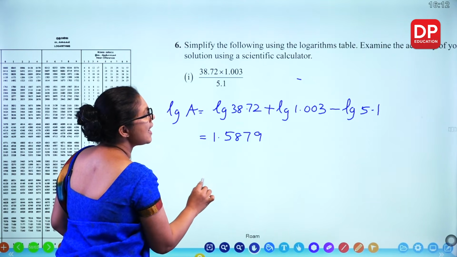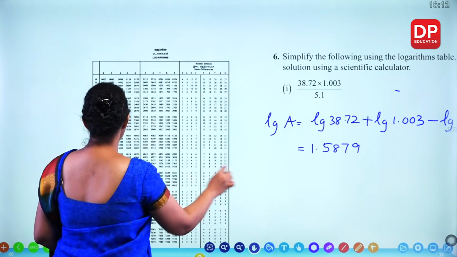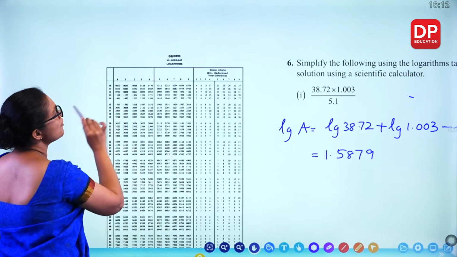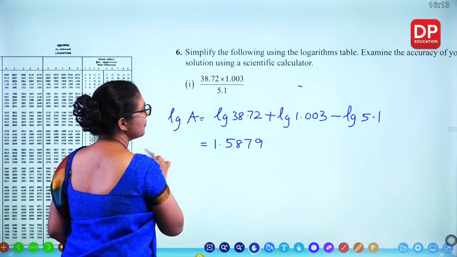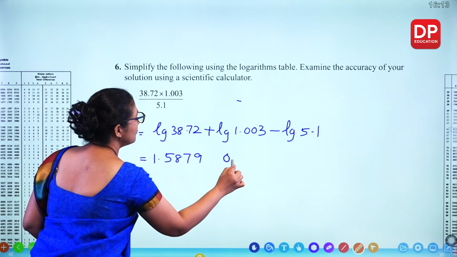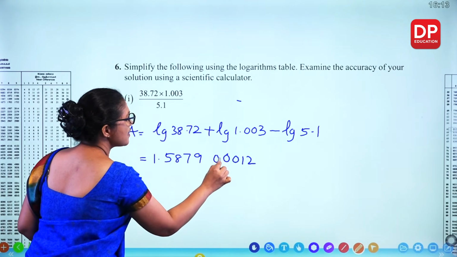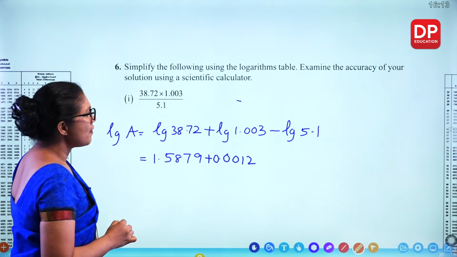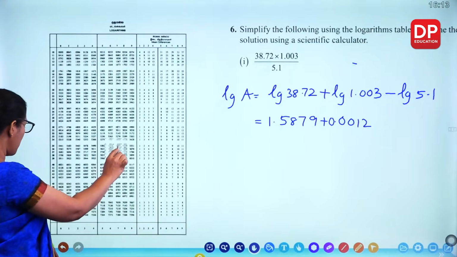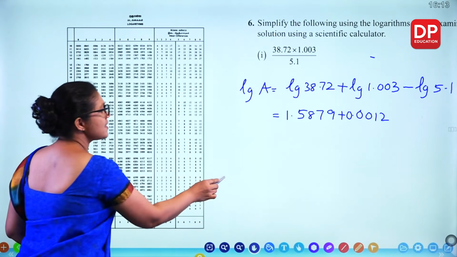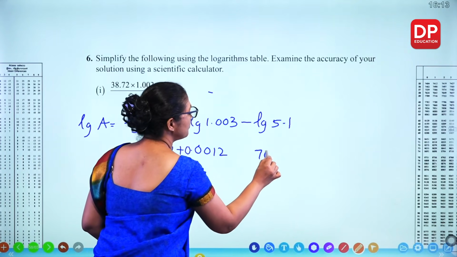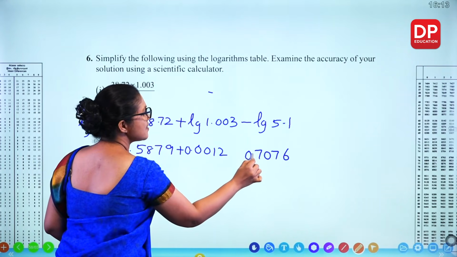Next one, 10.03. 10.03 is 12. Add 12 to that, 0012. And the characteristic is 0. Next one, 5.10. 5.10 is from this table, 70, 76. 7076. And the characteristic is 0.